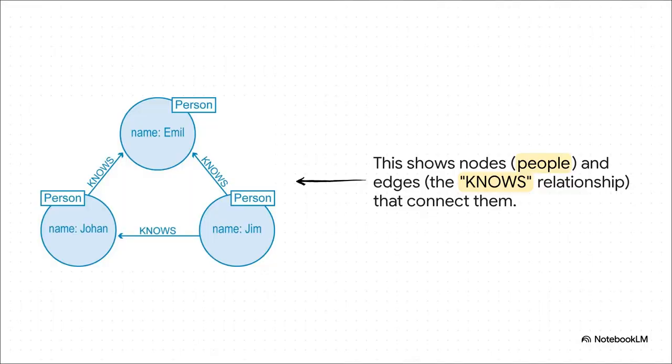And you can literally see what I'm talking about right here. The circles, those are the nodes, in this case, people named Emil, Johan, and Jim. The arrows connecting them, those are the edges, and they represent the knows relationship. It's this visual model that makes asking questions about complex, interconnected data so unbelievably powerful and fast.